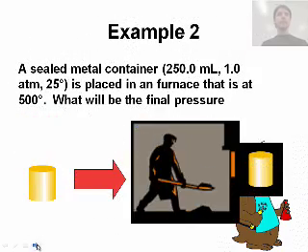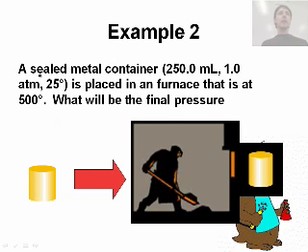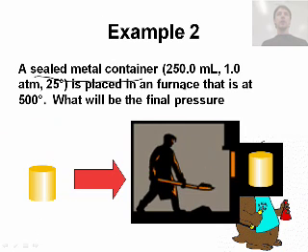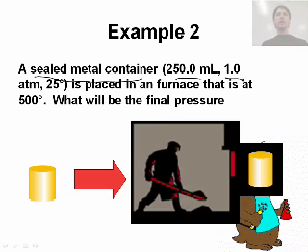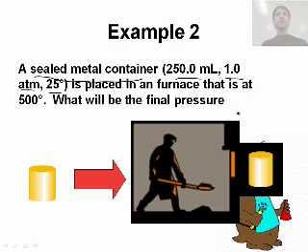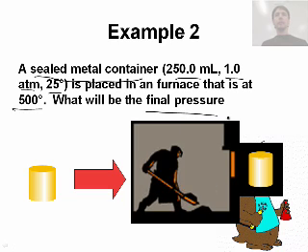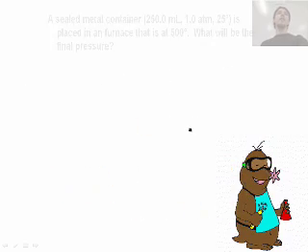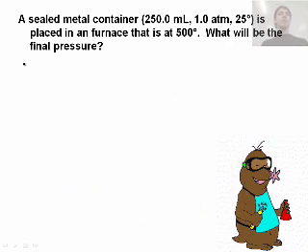Let's do another one. Sealed metal container. That's important. We have some conditions, a volume, pressure, and a temperature placed in a furnace at a new temperature. What will be the final pressure? Let's take a look at what we have and what we need to find.